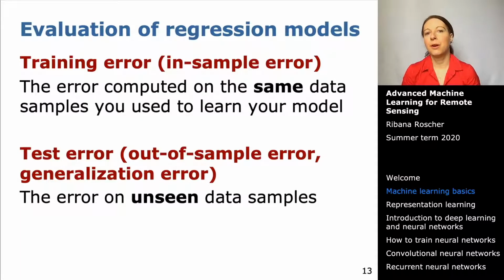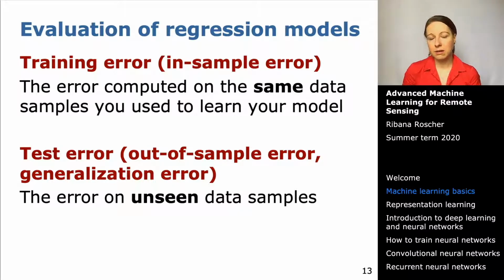So now it's important to know how good your model is. And for this, you can have a look at two different errors, the training error and the test error. And both are important when you determine the model. So the training error, also called in-sample error, is the error computed on the same data samples used to learn your model. So all the pairs of feature vectors and target outputs, which are used to compute the loss function value, are also used to compute the training error. In many cases, the loss function value and the training error are the same. But we will see later this is not always the case.